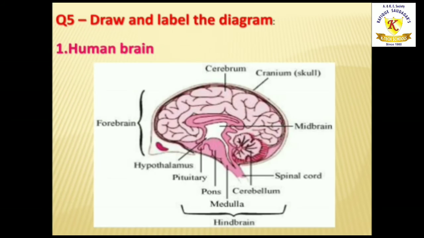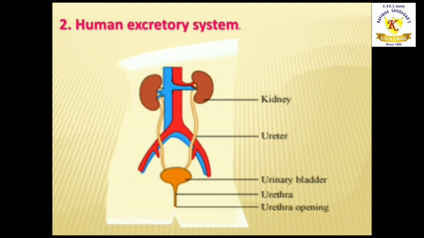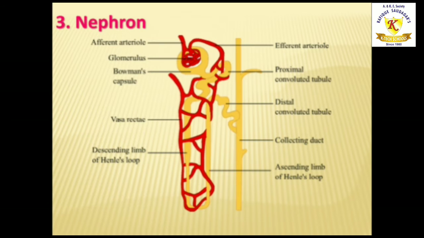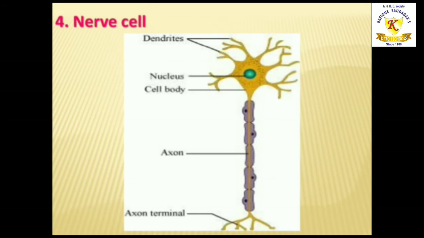Okay, now let's see the next question. Question number 5. Draw and label the diagram. The first one is human brain. So children, see, this is the diagram of brain. So please draw it correctly, label it properly. Next is human excretory system. This is the diagram for human excretory system. Draw it properly and label it correctly. Next is nephron. And the fourth one, nerve cell. Children, please draw it correctly, okay?